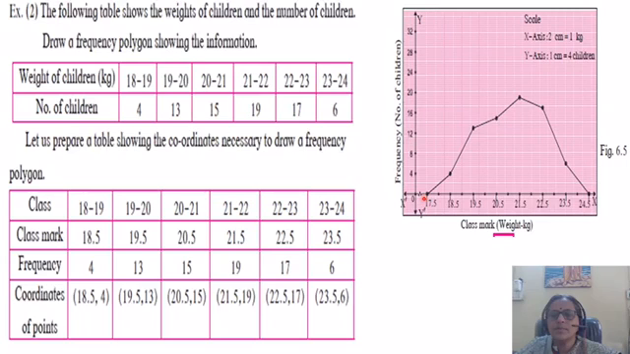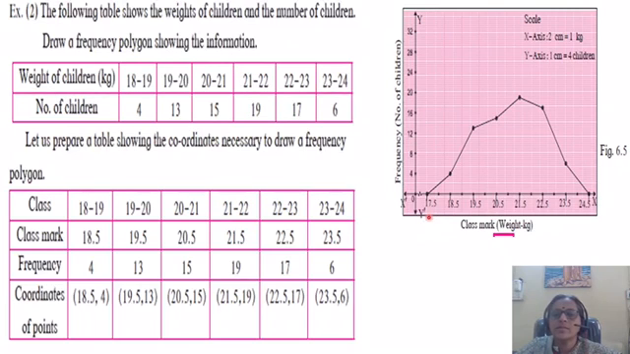Now on the graph, X dash, Y dash, origin O, classes on the x-axis, frequency on the y-axis. On the x-axis, we take 2 units equal to 1 kg, so weight in kgs is mentioned. On the y-axis, 1 unit is equal to 4 children. So mark it 4, 8, 12, 16, 20, 24, 28, 32 and so on.